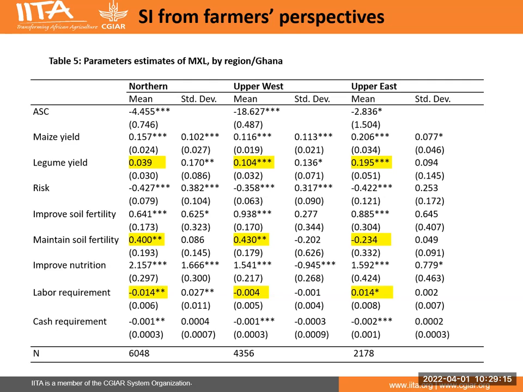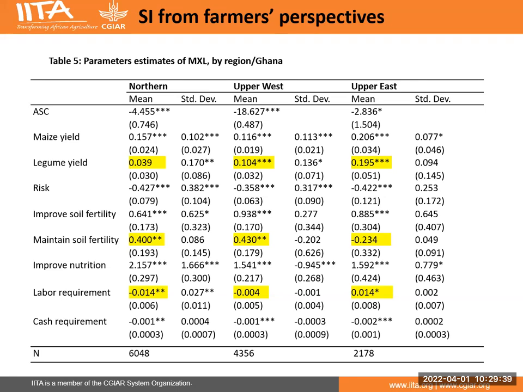In terms of legume yield, farmers in Upper West and Upper East are interested in both legume yield and maize yield, while those in the northern region are interested in maize yield. Maybe they want to use the legumes as a cover crop in the northern region.